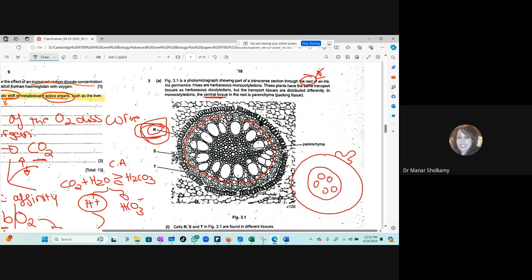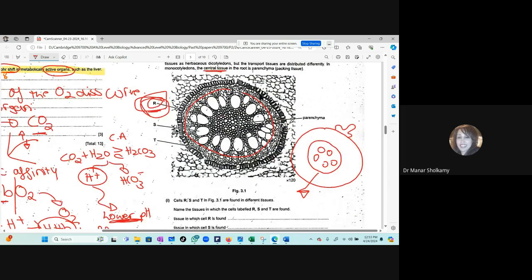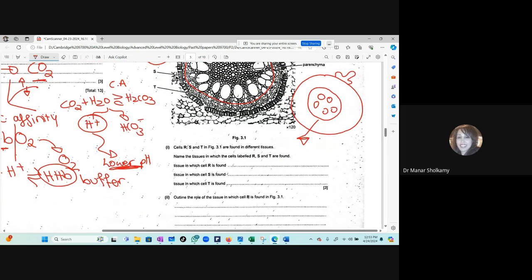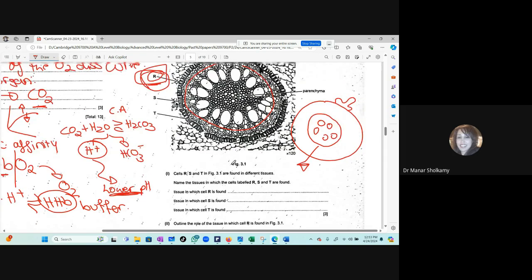So this inner layer, what is it? What is R? The inner layer. I'll give you two options: epidermis or endodermis? I would have said endodermis, but it says cells. Yes, you are right. It is the endodermis. These cells make up the tissue in which cell R is found. Any tissue is made up of similar cells. So R is the endodermis, not the epidermis.